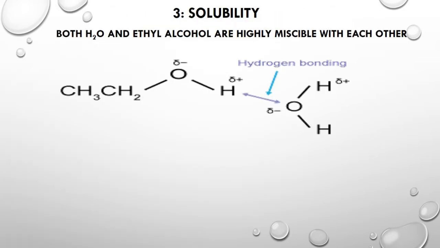Both H2O and ethyl alcohol are highly miscible with each other. Substances which can form H bonds with each other are highly soluble in each other. Since both H2O and ethyl alcohol can form hydrogen bonds with each other, these are miscible in all proportions. However, larger alcohols are not soluble in water due to the nonpolar nature of the bigger hydrocarbon chain in them. Similarly, small carboxylic acids are also soluble in water.